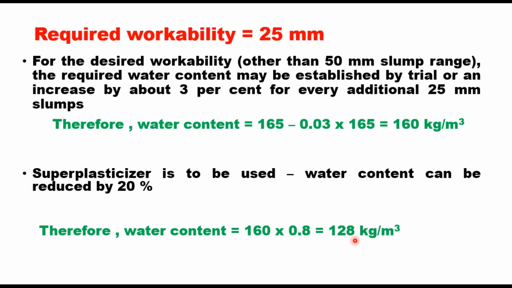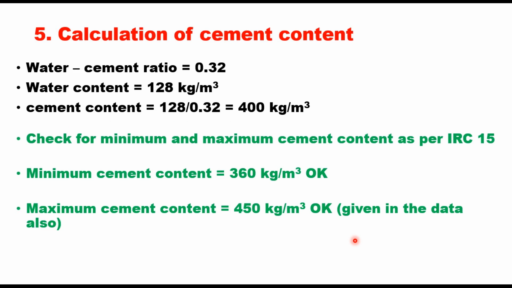Then comes the calculation of cement content. We know water cement ratio is 0.32, water content is obtained as 128 kg per meter cube, and therefore cement content would be 400 kg per meter cube. And this should be checked for minimum and maximum value of cement content. This value of 400 lies between this range, and therefore it is correct. We can go with that.